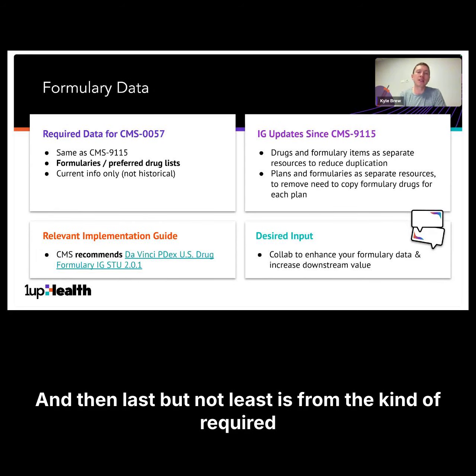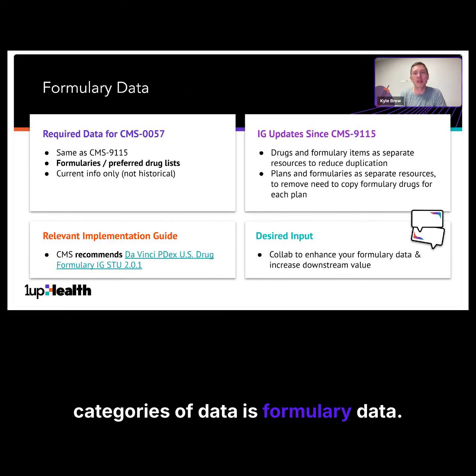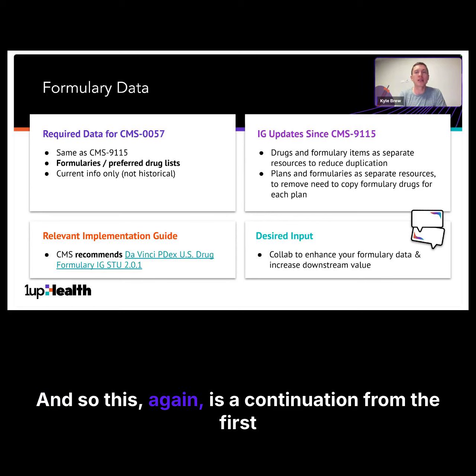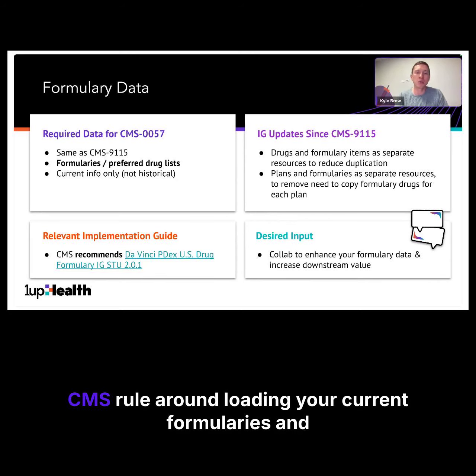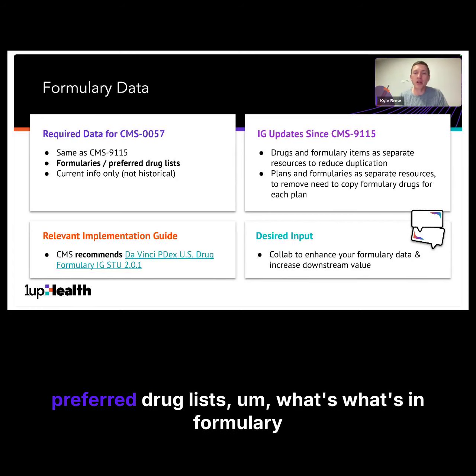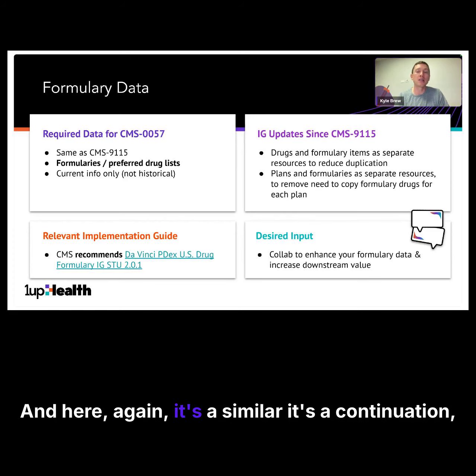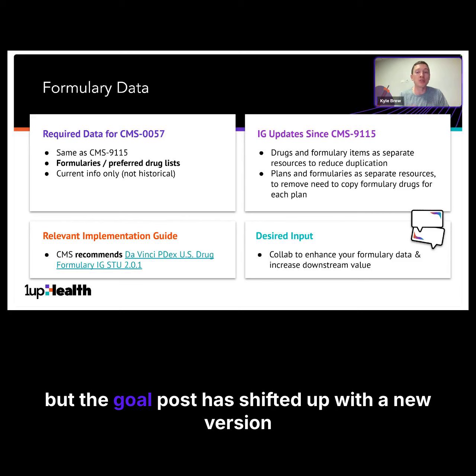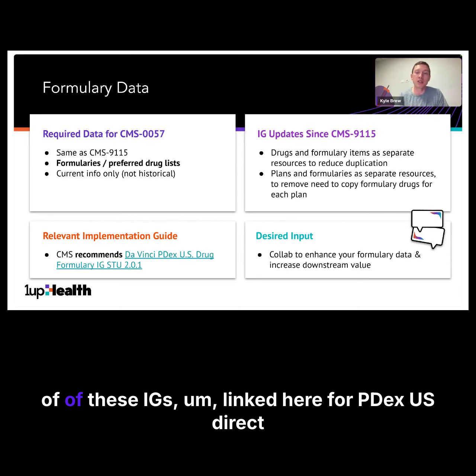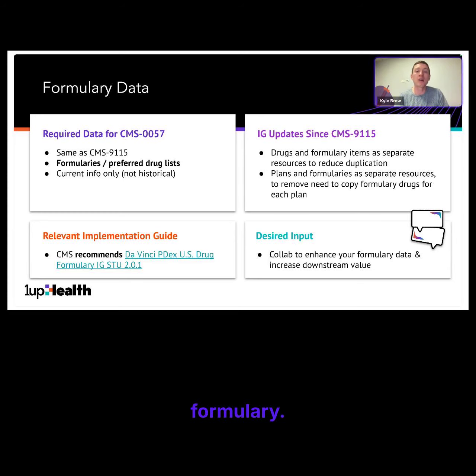And then last but not least, of the required categories of data, is formulary data. Again, this is a continuation from the first CMS rule around loading your current formularies and preferred drug lists, what's in the formulary and the plans that cover them. Here, again, it's a continuation, but the goalpost has shifted up with a new version of these IGs, linked here, for PDEX US Drug Formulary.